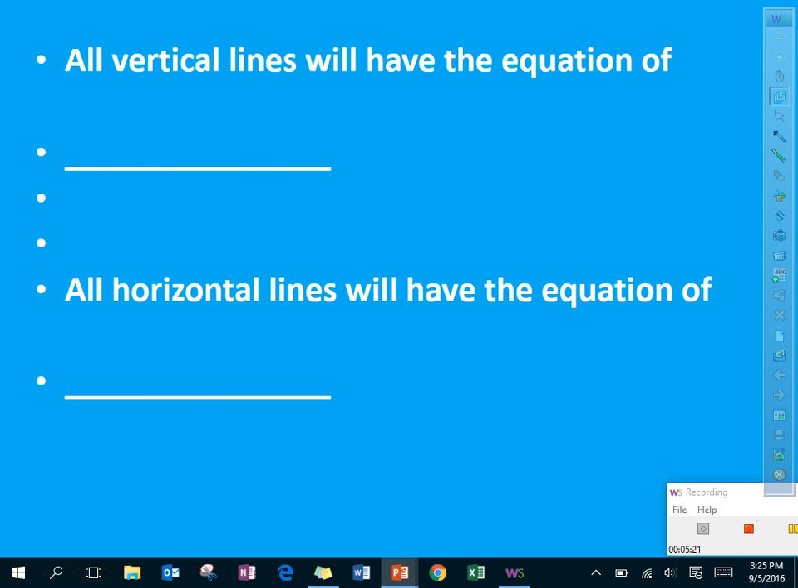All vertical lines, keep in mind this, they're going to cut the x-axis. All vertical lines will have an equation of x equal some number, some constant. All horizontal lines then will have an equation of y equal some constant. So there's where we are so far.